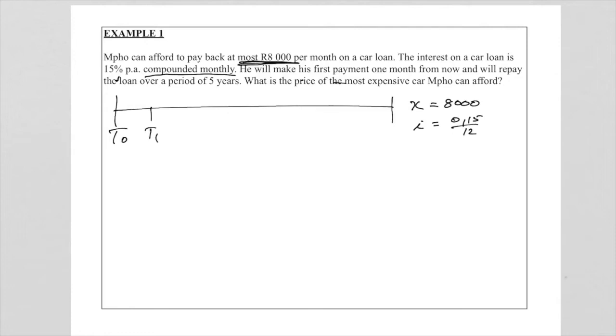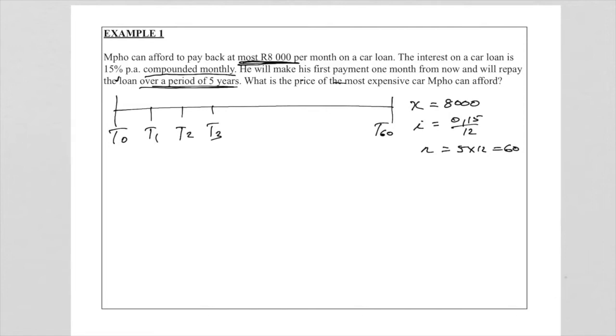and that will be T1, T2, T3, and it will go to T60, and maybe you wonder where I get the 60 from. If we continue reading, we will say he will make his first payment 1 month from now, and he will repay the loan over a period of 5 years. So 5 years, N is 5 times 12, which is 60 payments.